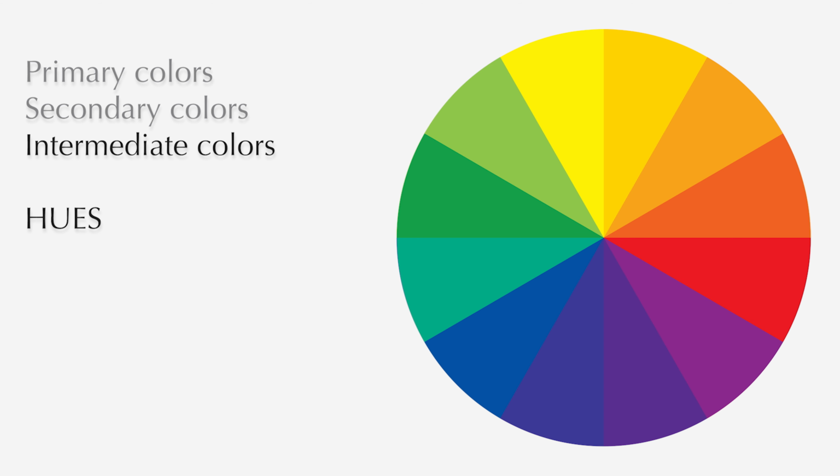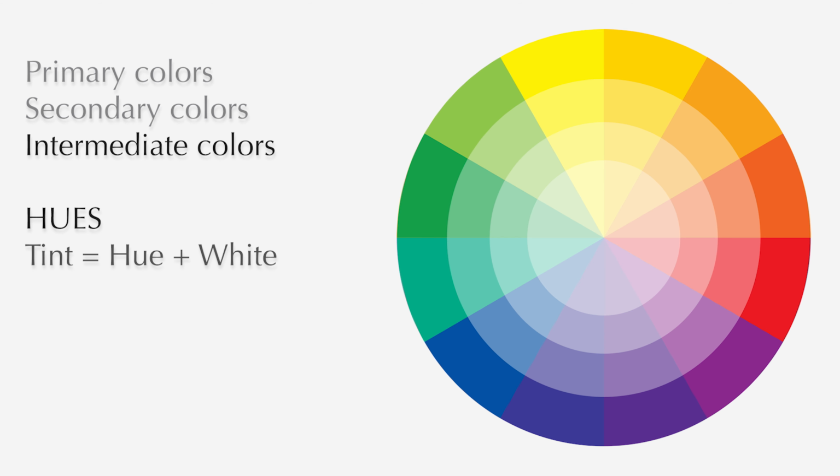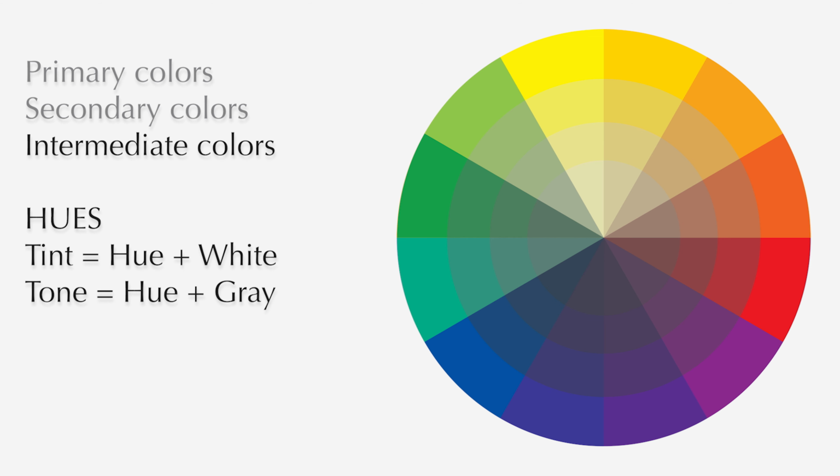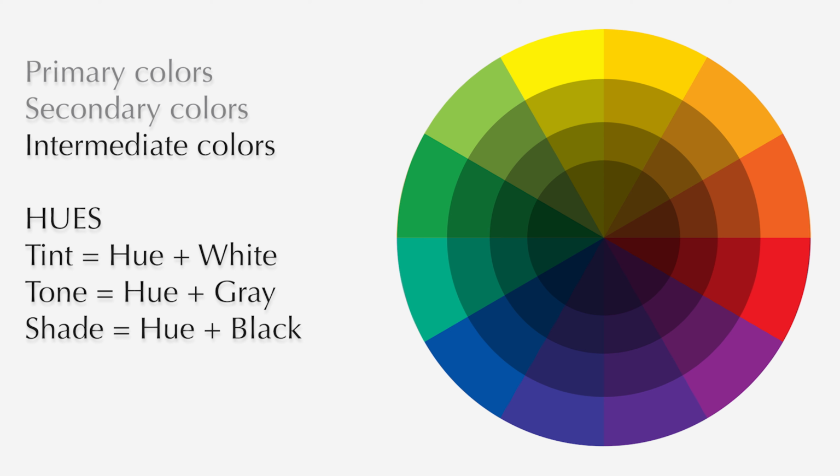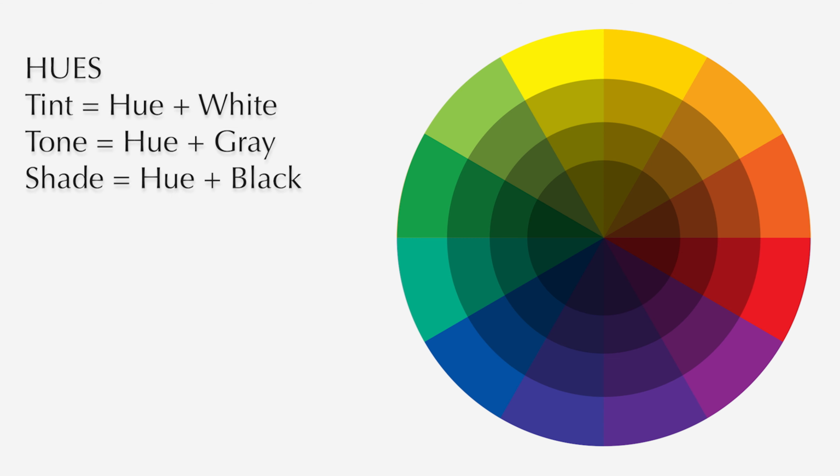And from these, we get to tints, tones, and shades. Tint is produced by adding white to a hue, making it lighter and creating a softer version of the original color. Tone is achieved by adding gray to a hue, which moderates the saturation and results in a more subdued version of the color. And finally, shade is created by adding black to a hue, making it darker and resulting in a deeper version of the original color.